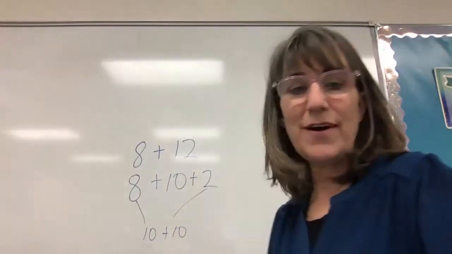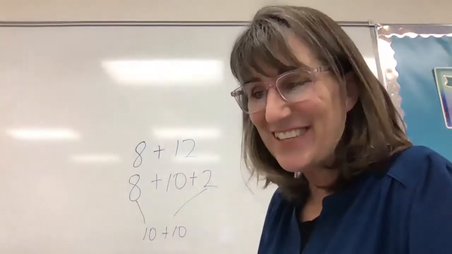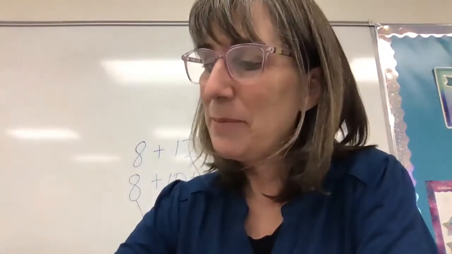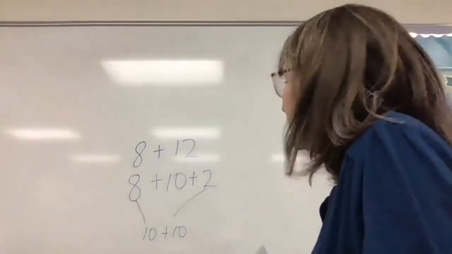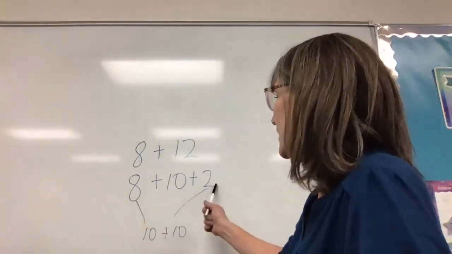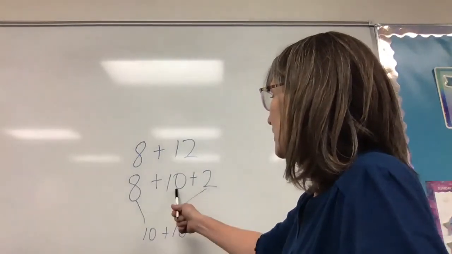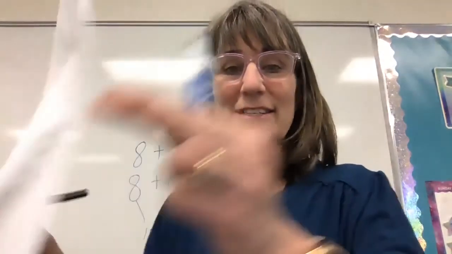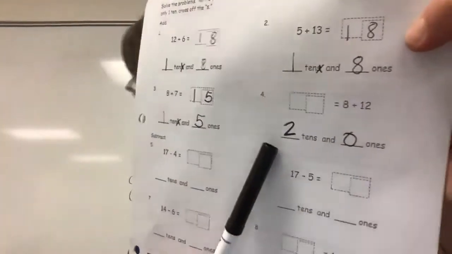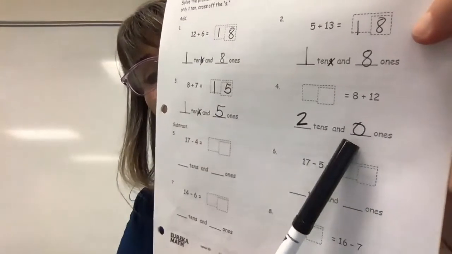How many 10s did we find? We found 2 10s, didn't we? So we can put 2 10s, and how many 1s are left over? 0, because we used them up, right? 8, 9, 10. So there's my 1 10. Here's my other 10. 10 plus 10 is 2 10s and 0 1s. So you're going to write it like this: 2 10s, 0 1s.